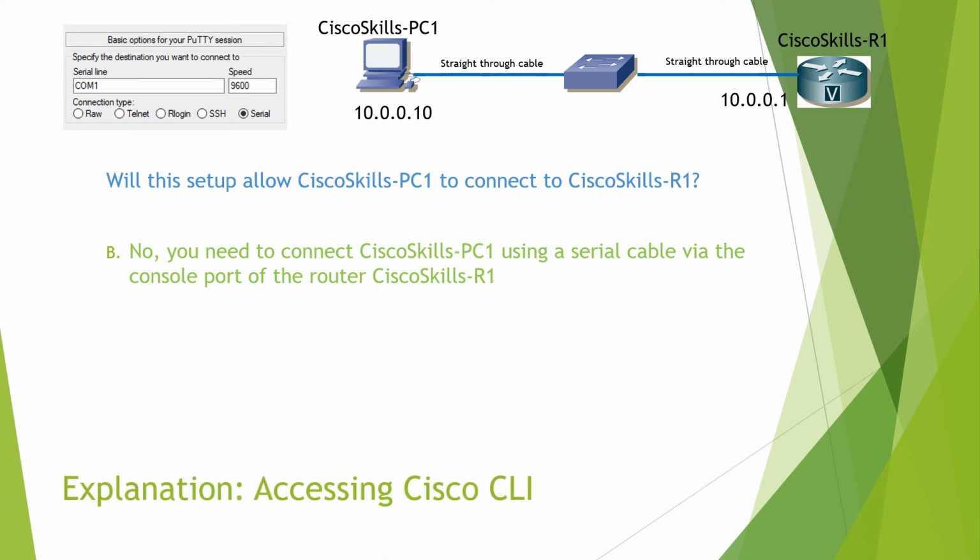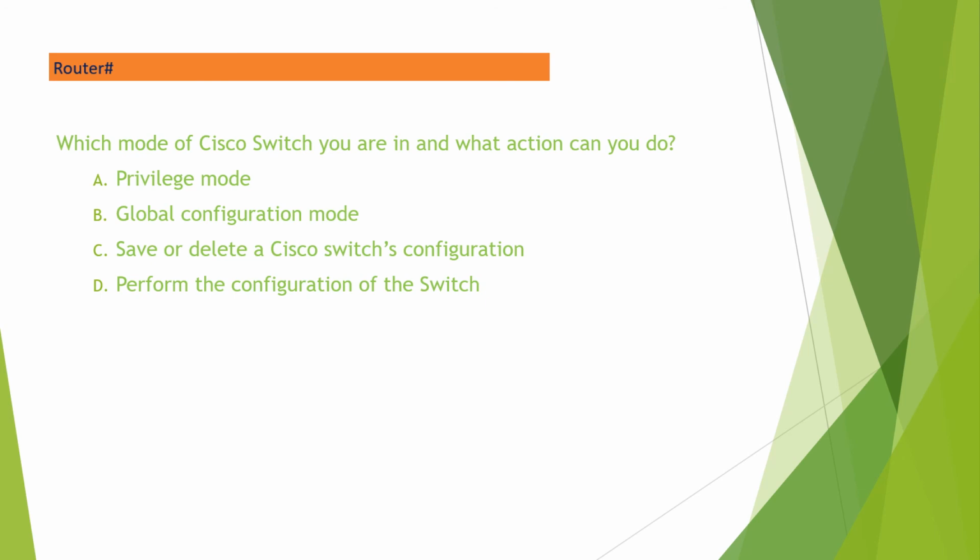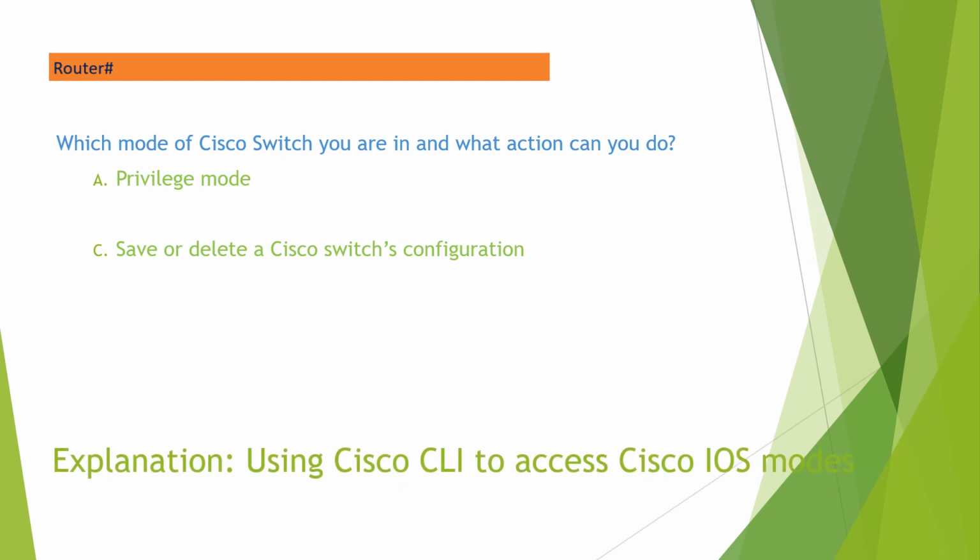Accessing Cisco CLI. The question reads, which mode of Cisco switch you are in and what action can you do. So this symbol shows us that we are in the privilege mode, and at the privilege mode we can save or delete a Cisco switch configuration. So the final answers are A and C. You can find the detailed explanation for this question in the video.